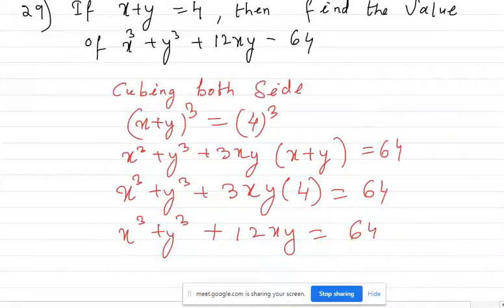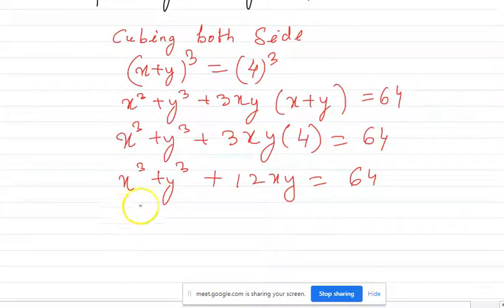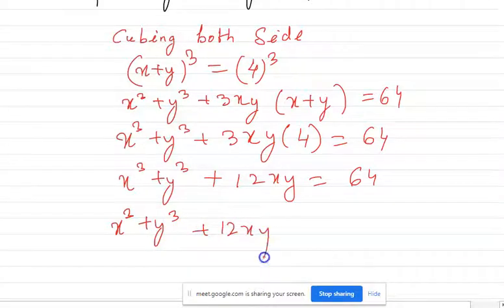So I can write here x cube plus y cube plus 12xy, plus 64 goes that side, so minus 64 is equal to 0. Till now any doubt you have? No, sir. Okay. Please write it.